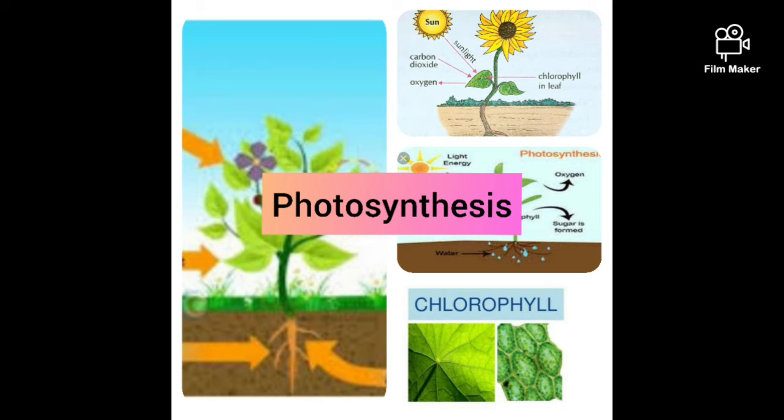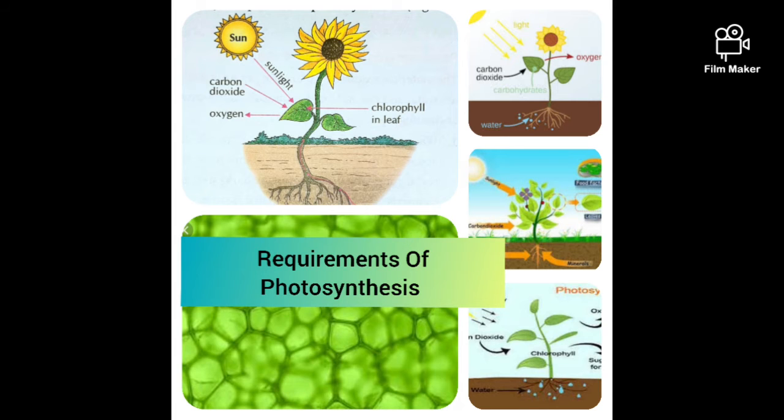Photosynthesis. Green plants are autotrophs and make their own food by the process of photosynthesis. The term photosynthesis was given by Charles Reid Barnes in 1893. Here's the image of him. Requirements of photosynthesis. The materials required by plants for photosynthesis are water and minerals, carbon dioxide, chlorophyll, and sunlight.